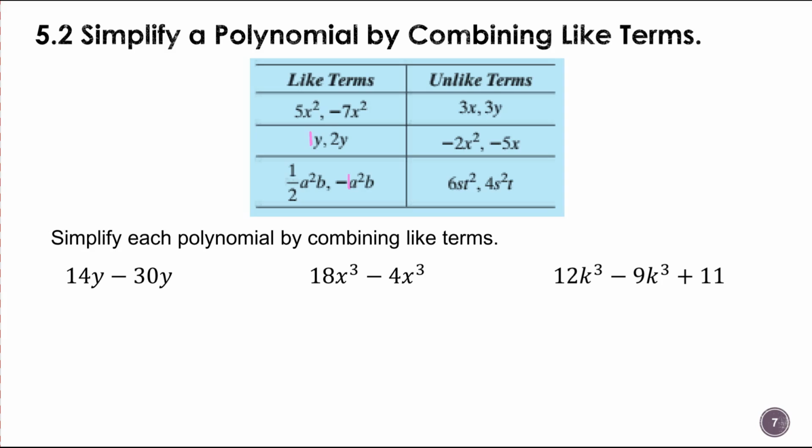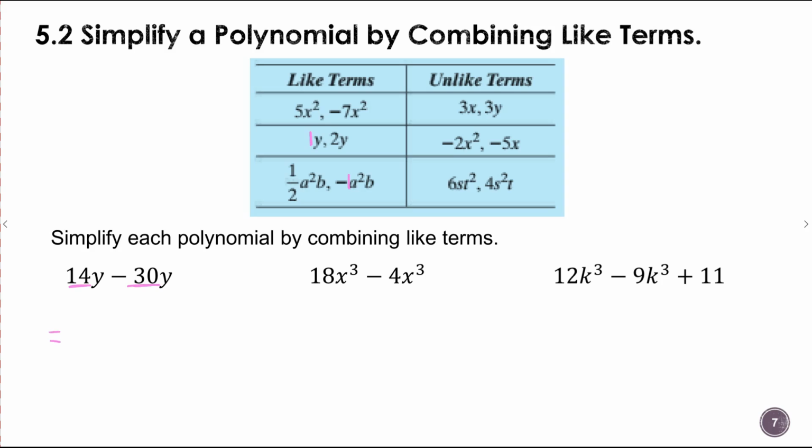Now, unlike terms, notice a 3x and a 3y, we cannot combine those. We cannot combine negative 2x squared and negative 5x, or 6st squared and 4s squared t. Those are not like terms because the exponents do not match on the s's and the t's. So when we're combining these, we are combining what we call the coefficients, which we talked about. So in this case, we have a 14 and a negative 30. Both of them are a y to the first power.